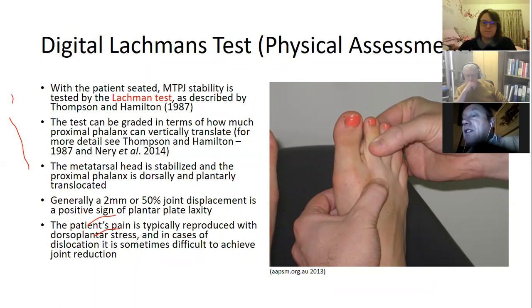And in some cases, where the toe is really cocked up, like you saw in the first picture, on the first part of the presentation, if you can't even bring that toe down at all, you can't sort of relocate it, if you like, then chances are it's a plantar plate tear. So this is quite a good one. Worth reading that paper, Thompson and Hamilton, 1987, about the grades of it, okay? But this is a really quite a telltale one.